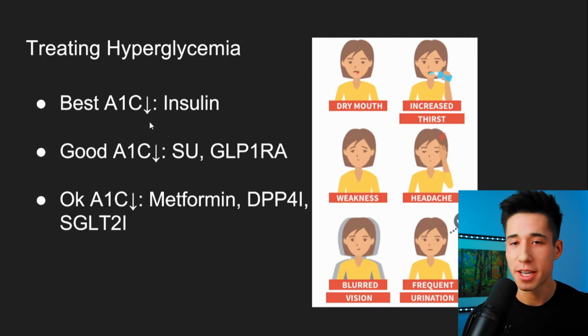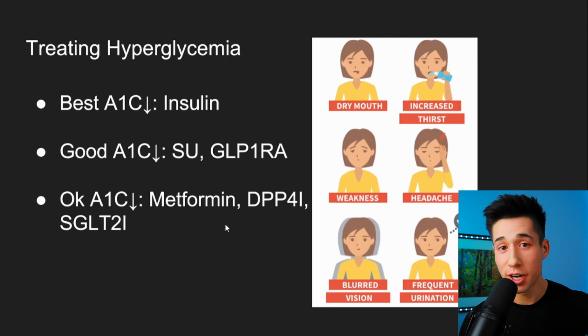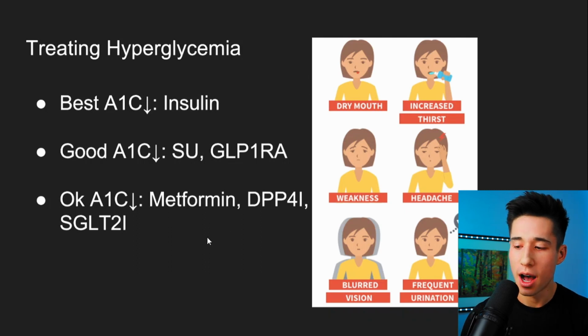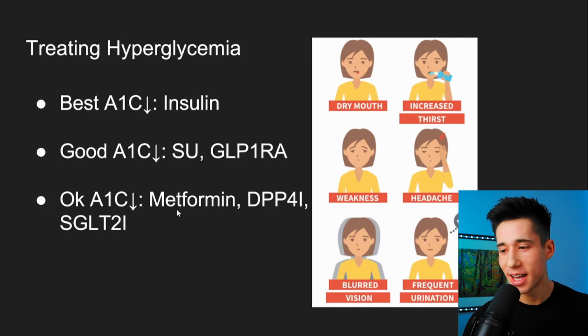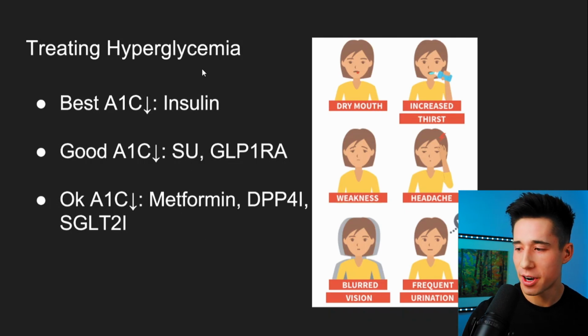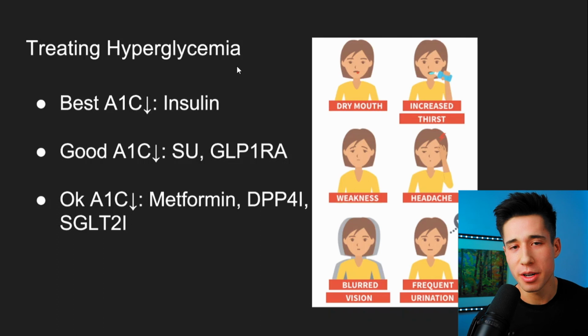So insulin is going to be the best for lowering A1c. Next in line, we have our sulfonylureas and our GLP-1 receptor agonists. And then lastly, in terms of A1c lowering, we've got our metformin, our DPP-4 inhibitors, and our SGLT2 inhibitors as well. And again, I'm just painting this picture with very broad strokes here.